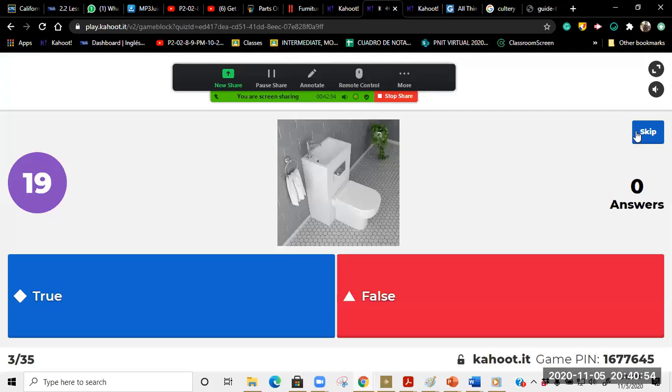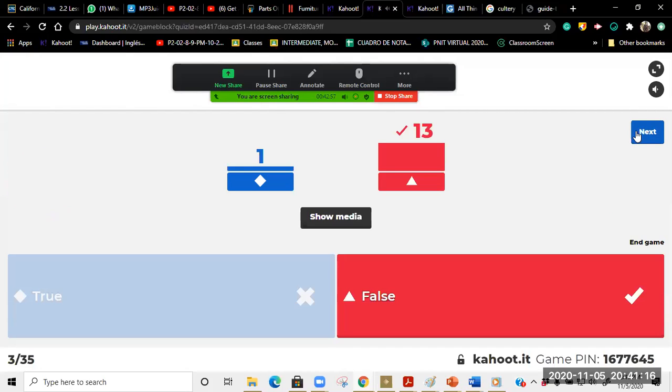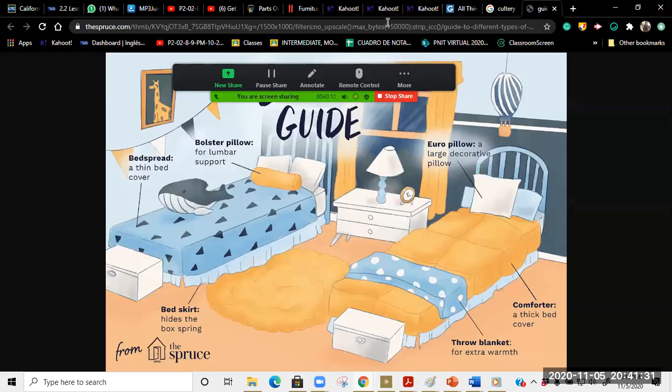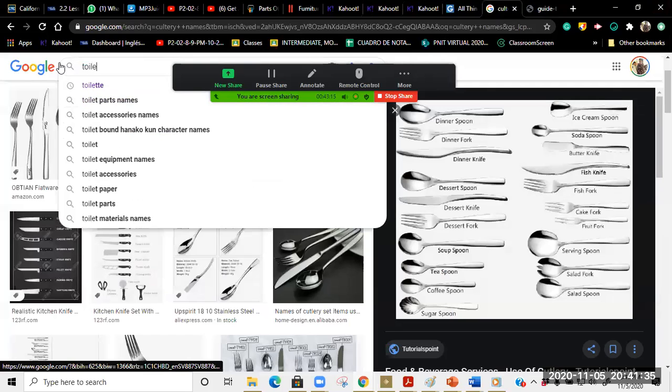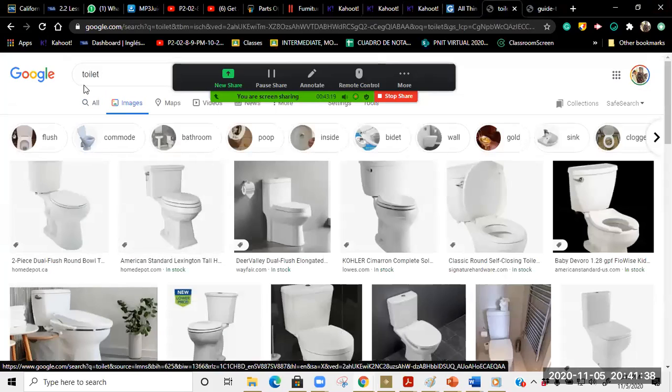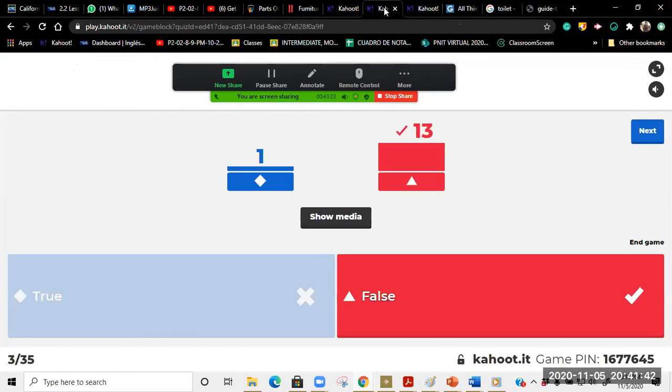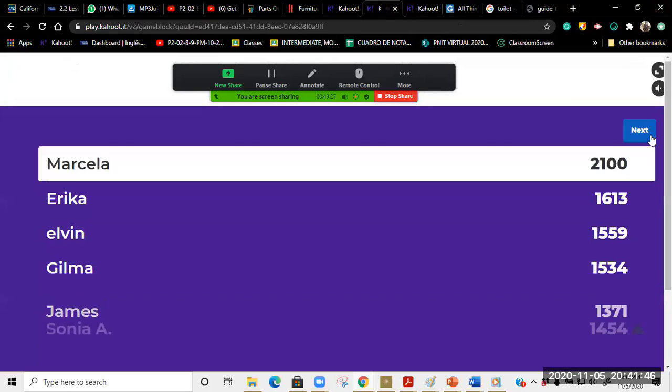True or false? Is this a shower? Yes or no? What do you guys think? No. False. Excellent. This is not a shower. This is a toilet. Very good. It's a toilet. See? This is a toilet. Okay. Good job. Let's go with our next one.